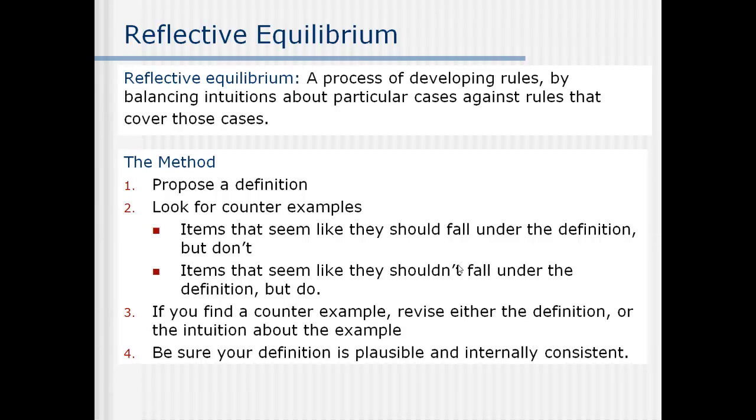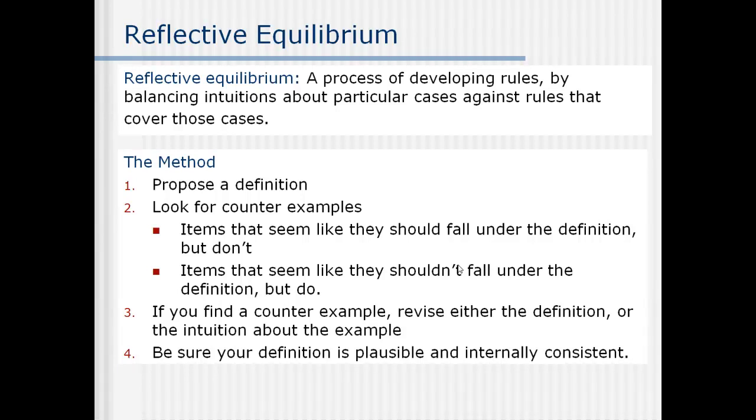Both of these would be counterexamples. Once you have a counterexample, you're faced with a dilemma. You can go one of two ways. You can either revise your definition, change your rule, perhaps move from a biologically human standard to a sentience standard, or you can actually change your views about the individual cases. You might say, well, I guess I do just have to accept that even an embryo has rights. So you're always in a position to go one of two ways. You can either change your intuition about the case, or you can change the rule that you've been following.